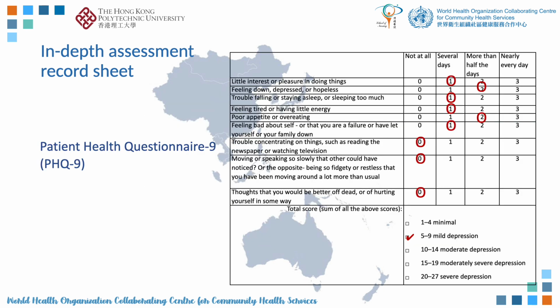For the psychological well-being domains, the Patient Health Questionnaire will be used. This is a questionnaire-based scale, and you need to read each question aloud to the older adults, mark the response for each question, and calculate the total score for this assessment.